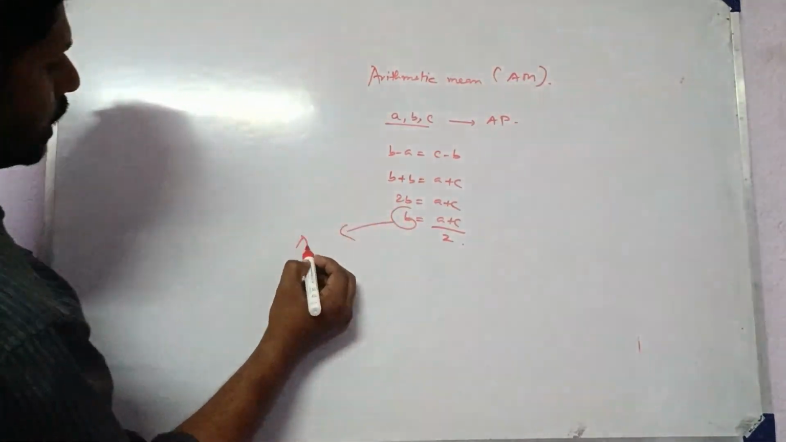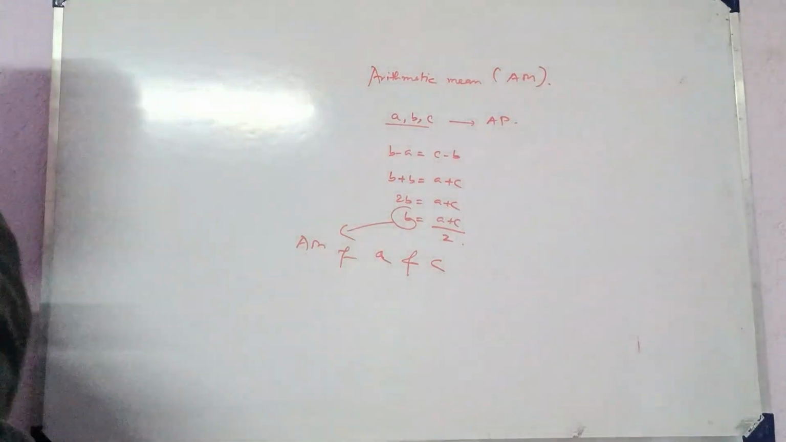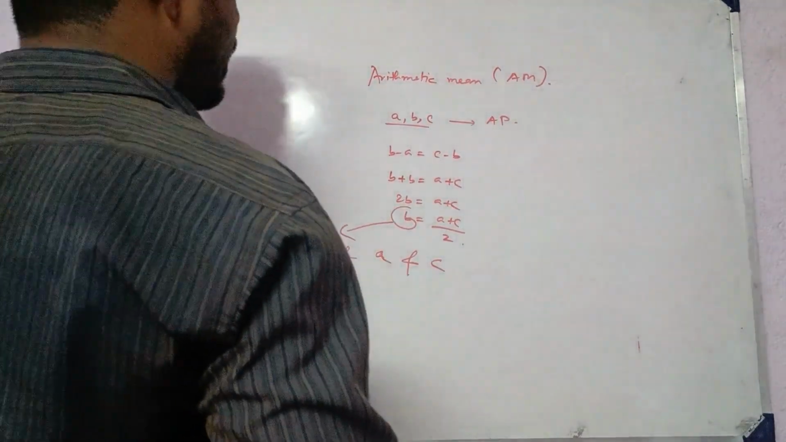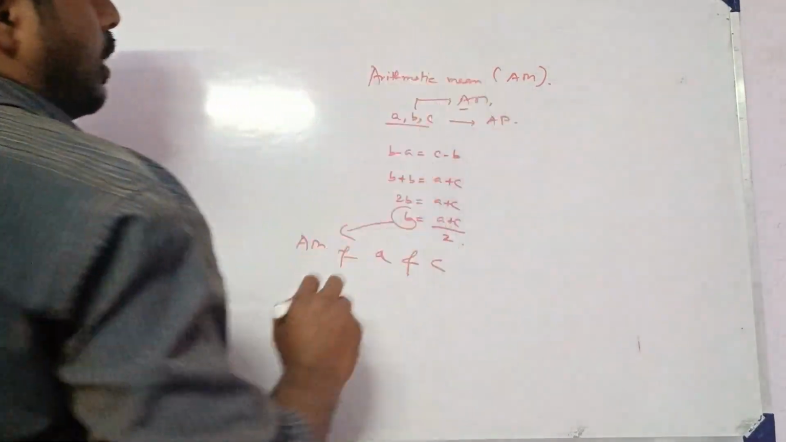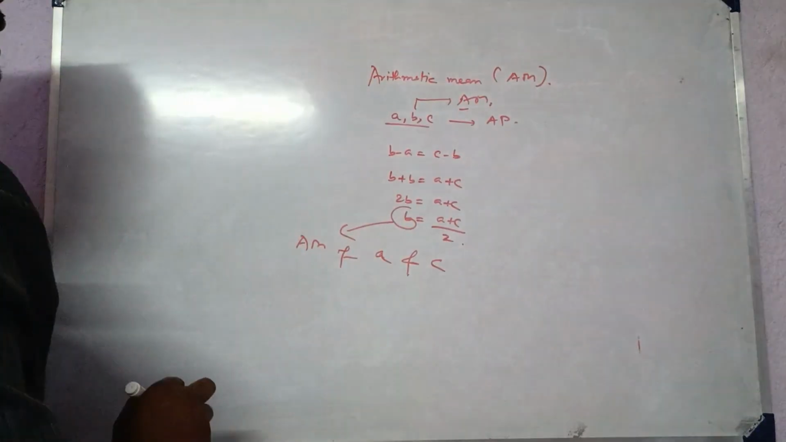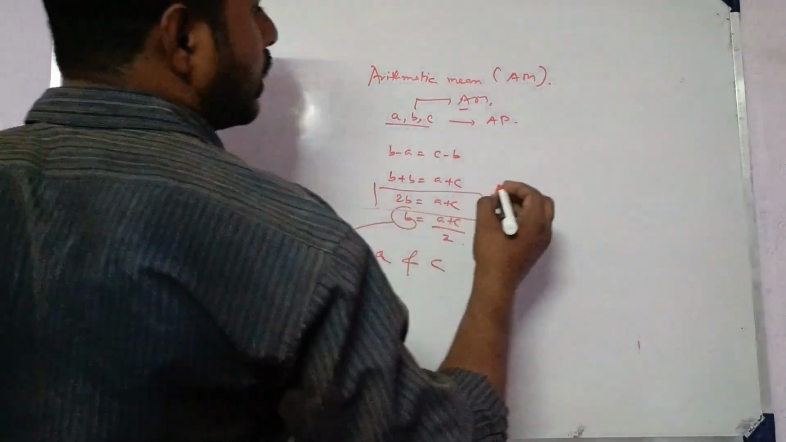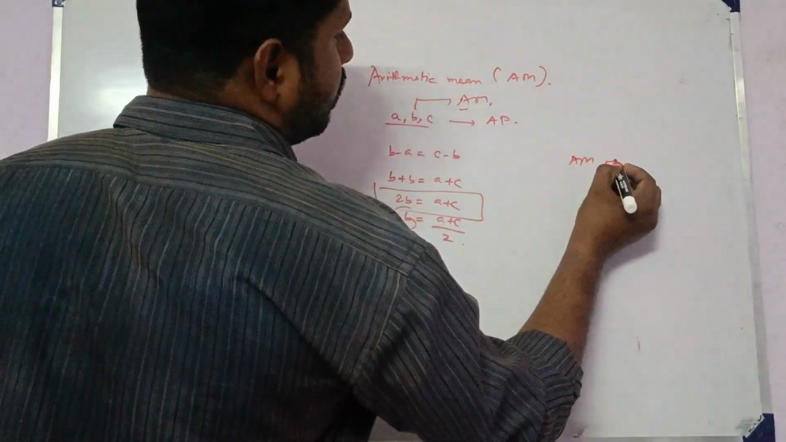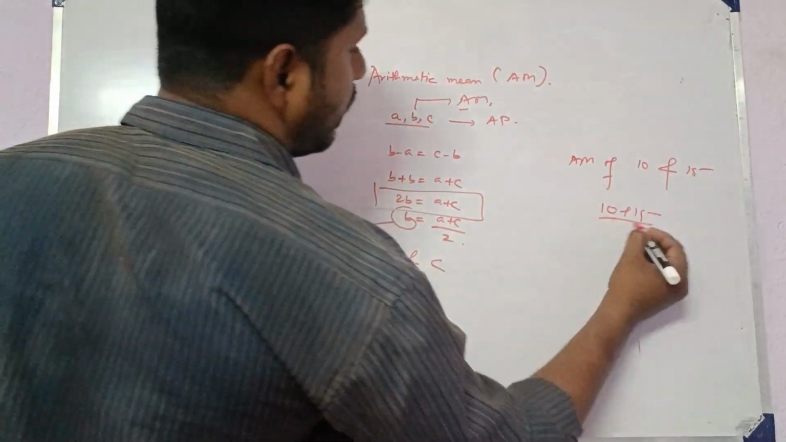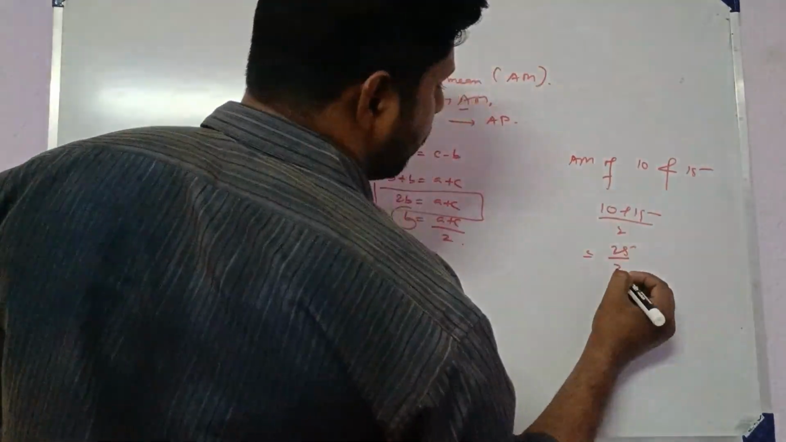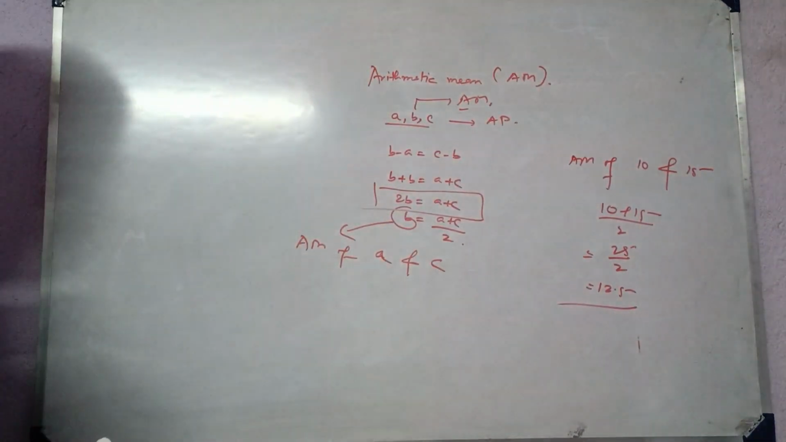That B is the AM of A and C. So when A, B, C are in AP, B is the AM of A and C. Now if you are told to find the arithmetic mean of 10 and 15, you will just add them and divide by 2. So you have 25 by 2, that's 12.5, the arithmetic mean of 10 and 15.